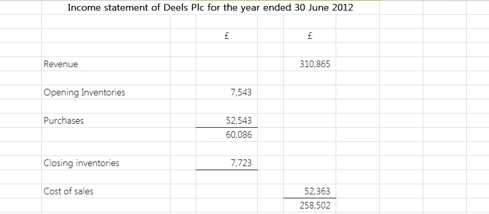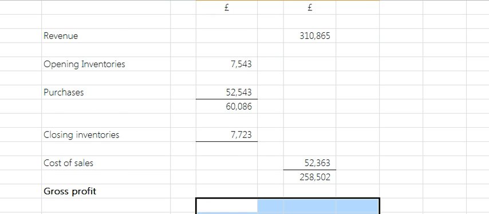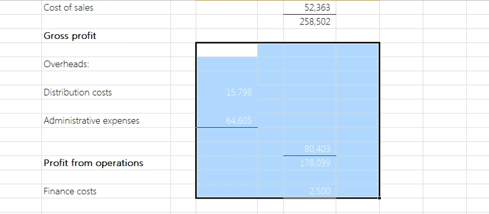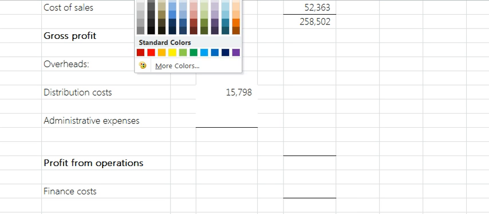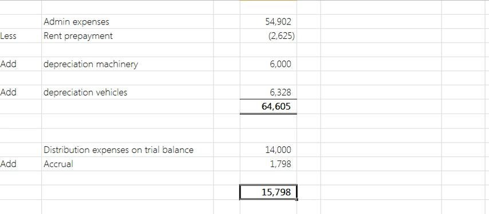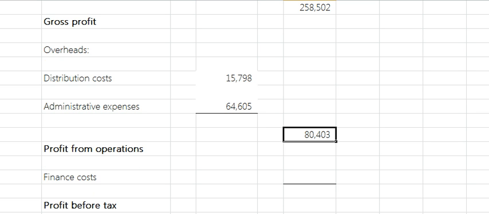Okay, now to complete the income statement. I'm not going to do the top bit because you should know how to work out gross profit. Just take the figures from the trial balance. The overheads, if you go back to your expenses breakdown, you just take the figures that you've actually just written out. So on that sheet before, we had 15798 for distribution, and we had 64605 for admin. What I mean by that is from this sheet here. If you add that across, you get 80403.